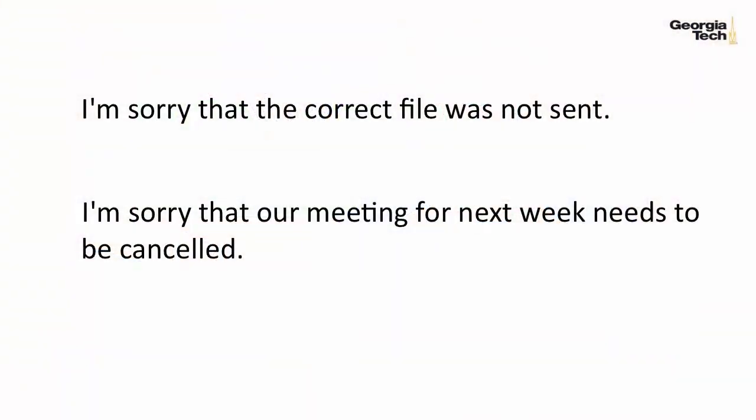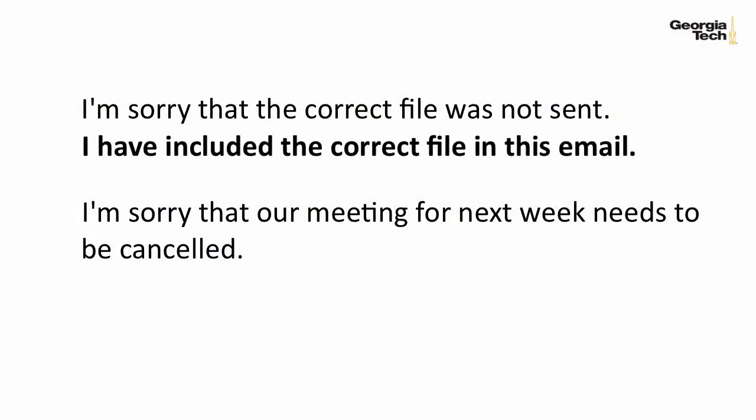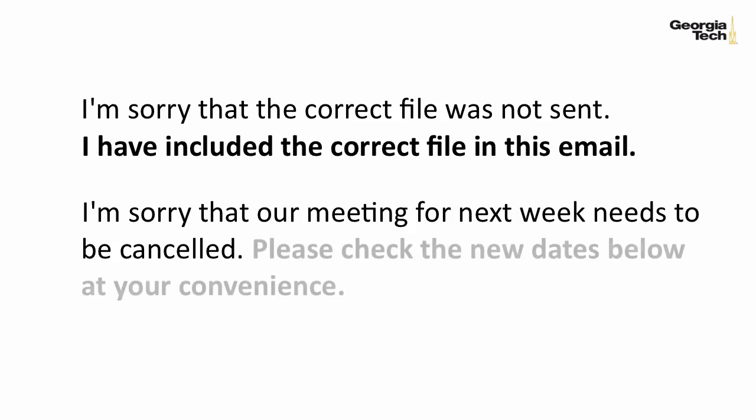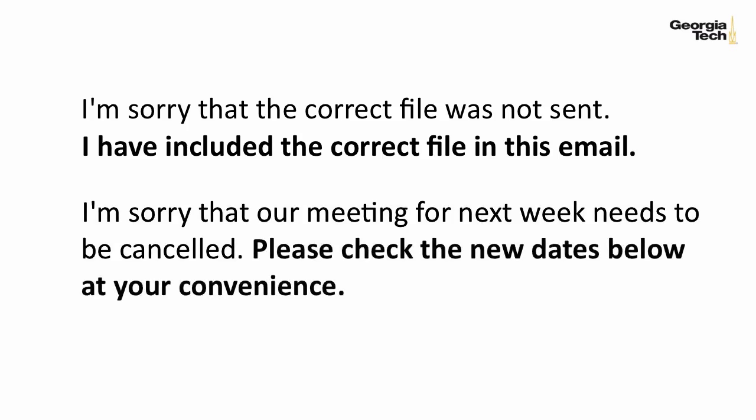In these cases, it's important to follow up with a clear description of the actions necessary to correct the situation, which can include alternative dates in the case of this example. For instance, the next sentences could be, I have included the correct file in this email. Please check the new dates below at your convenience. An apology is needed whenever there is miscommunication, but it is always important to communicate ways to solve any inconvenient consequences, especially if we were the ones who caused them.